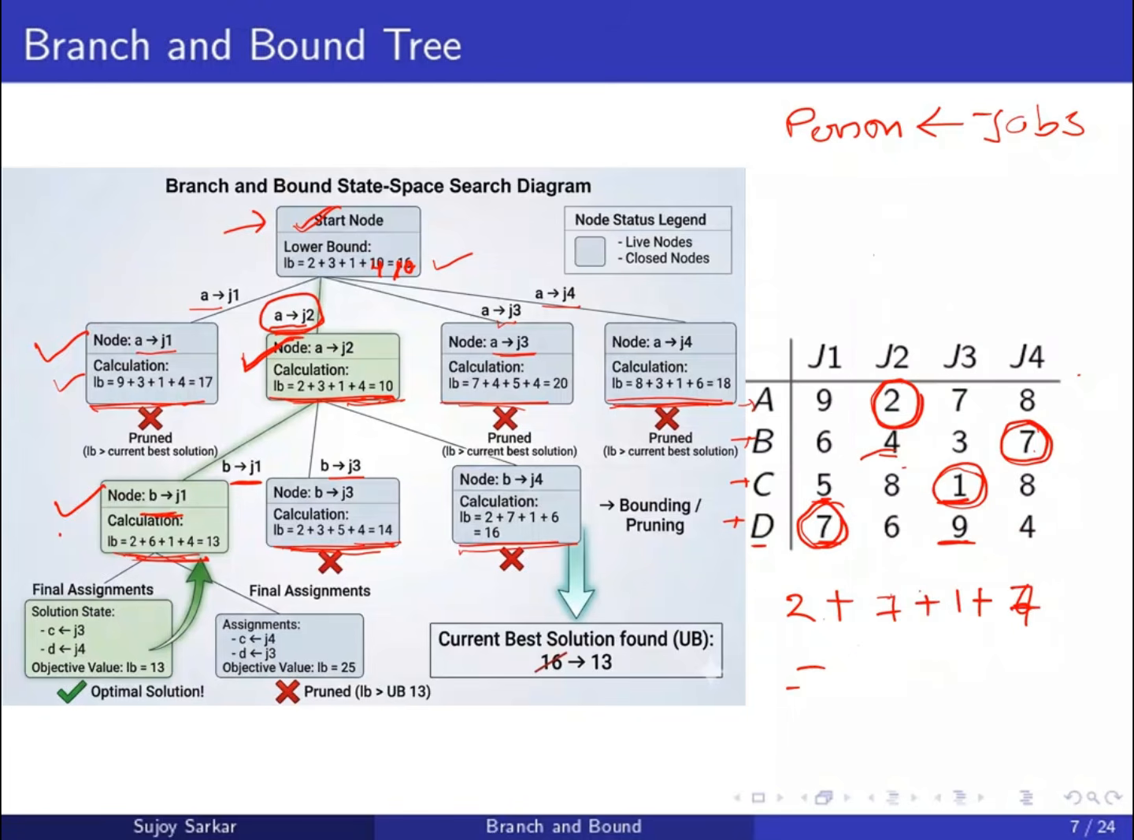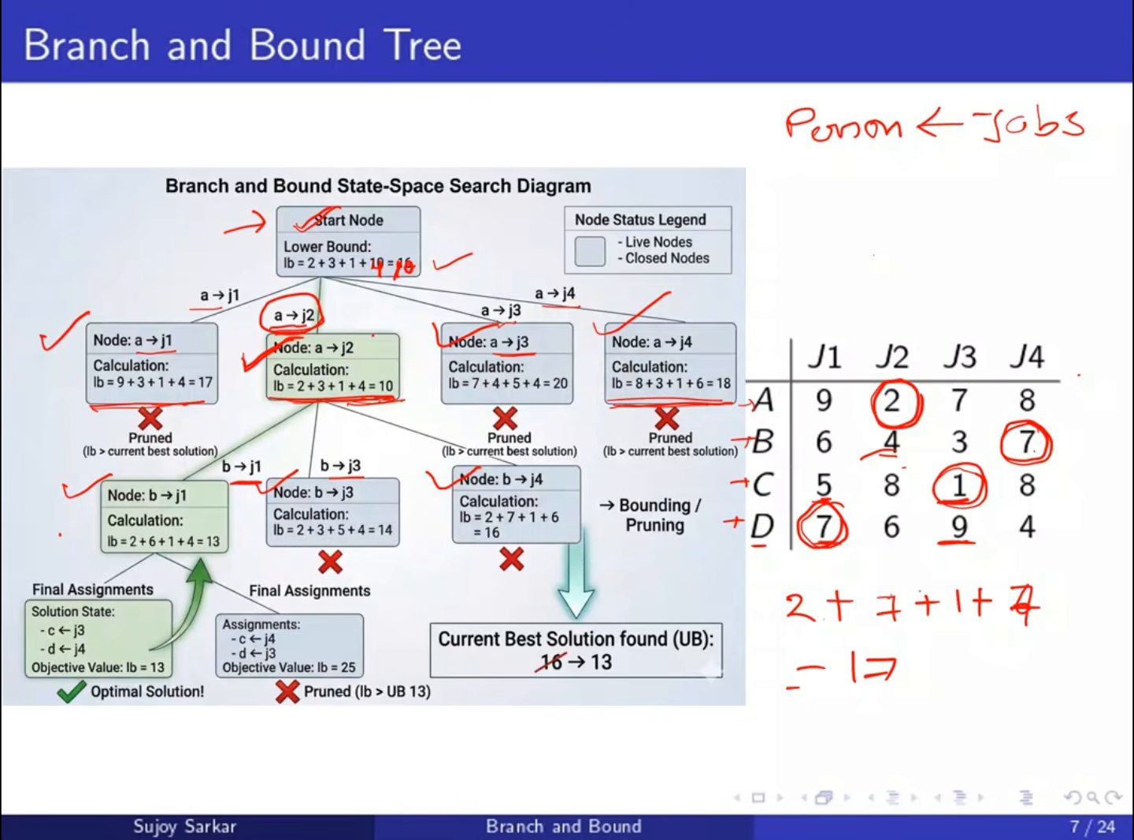Not 6, 7, sorry, 17. Anyway, it does not matter. Fine. Now this node will be closed. So what are the open nodes we have? Right now these are the open nodes, right? And you have to pick the minimum among them.